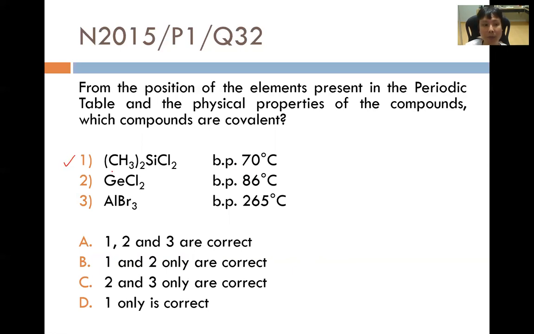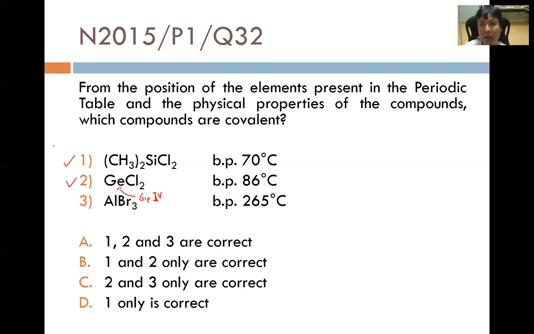Option 2, germanium chloride. This germanium is actually in group 4. Okay, and group 4, again, it's a non-metal. Sorry, group 4 is like that. So it's also a non-metal, and non-metal is also a covalent compound, and the boiling point is also not high. And this further reinforces the fact that GeCl2 is a covalent compound.